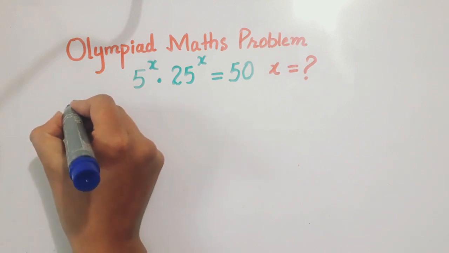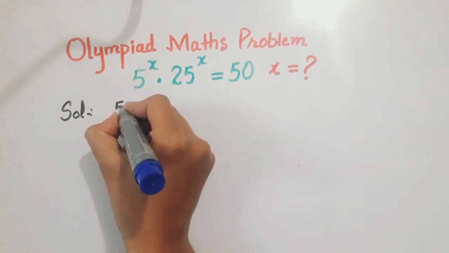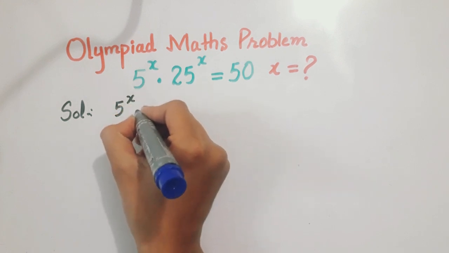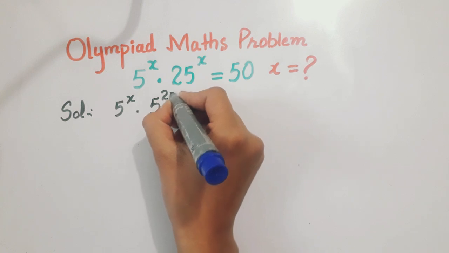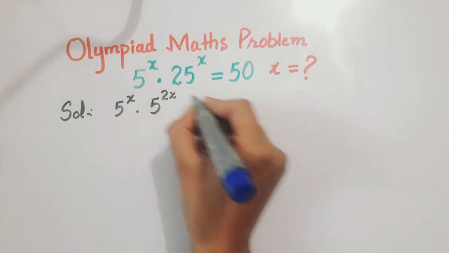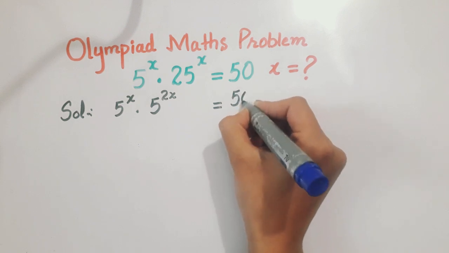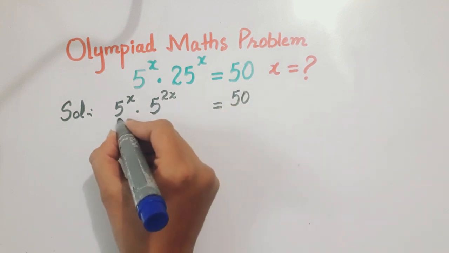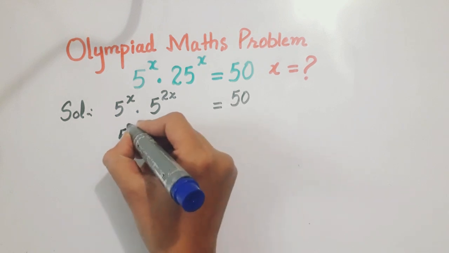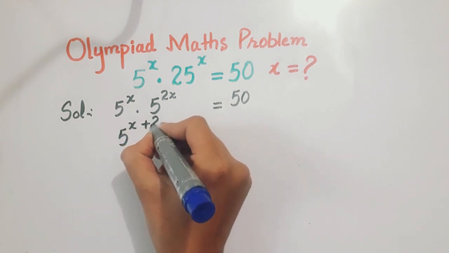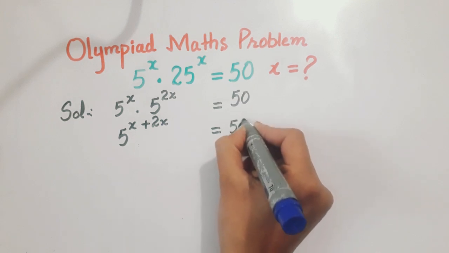First of all, we will write 5 raised to power x, and 25 can be written as 5 raised to power 2x, because 25 is the square of 5. That equals 50. Now, when the bases are same, we will add the powers. So, 5 raised to power x plus 2x, that equals 50.